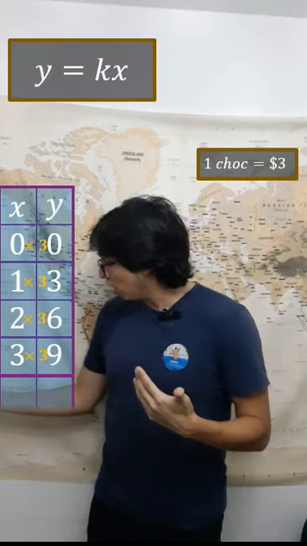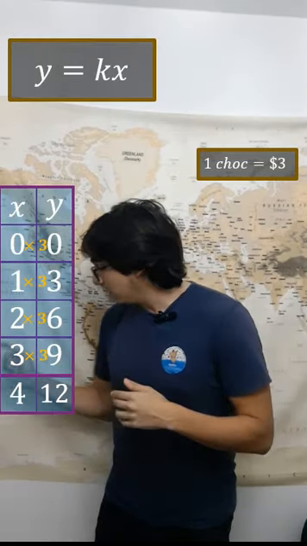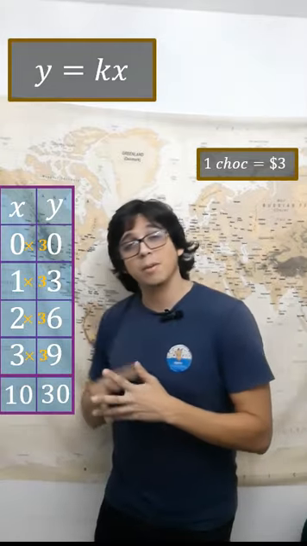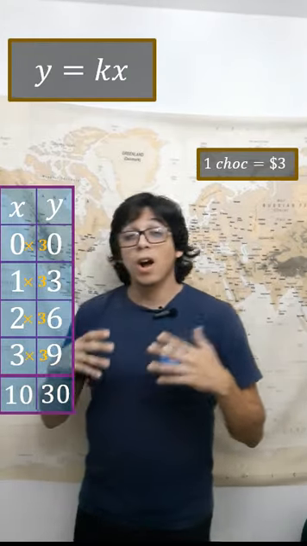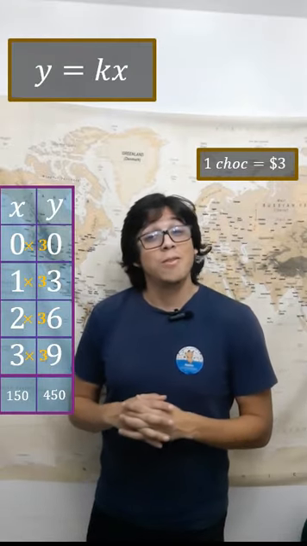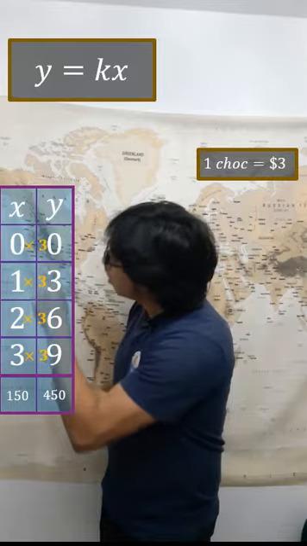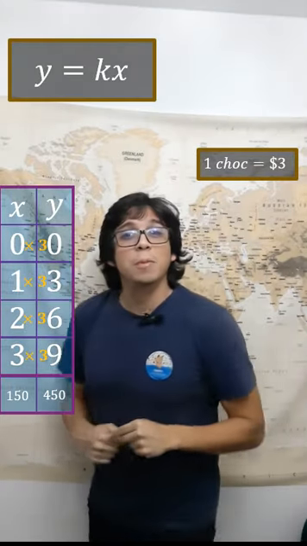If we want 4 chocolates, we multiply times 3, we need $12. If we want 10 chocolates, we multiply times 3, we need $30. If we want 150 chocolates, we multiply times 3, we get 450. So that is the relationship between the number of chocolates and how much money we need.